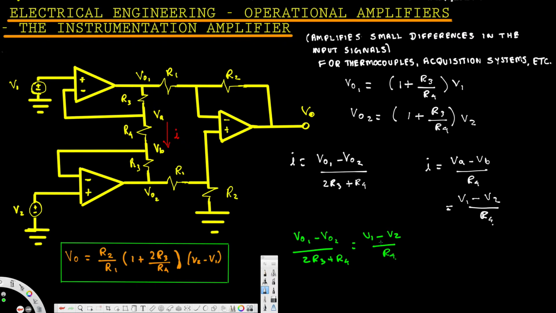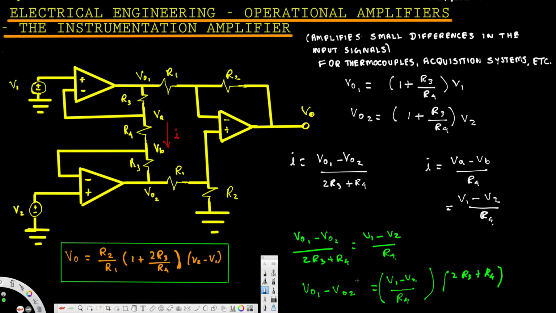So now we have derived the equation. Now here we are going to bring the equation in terms of VO1 minus VO2. VO1 minus VO2 is going to be the multiplication of this one with this one. So we are going to have (V1 minus V2) over R4 times (2R3 plus R4) divided by 2R3 plus R4. That's it, right? That's it.